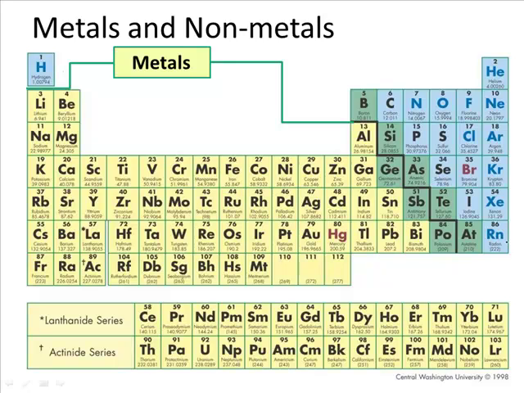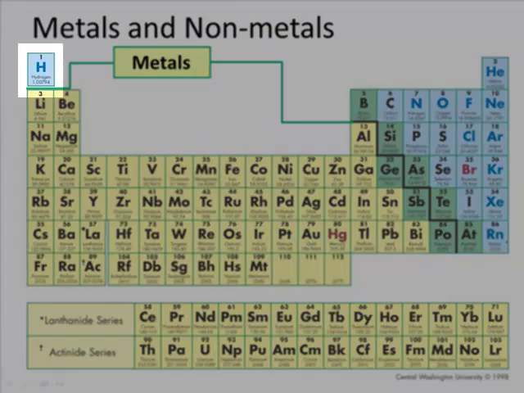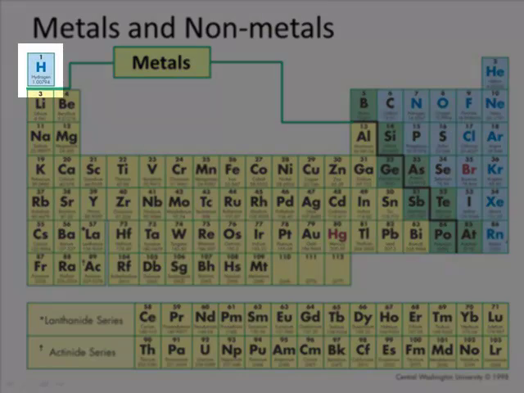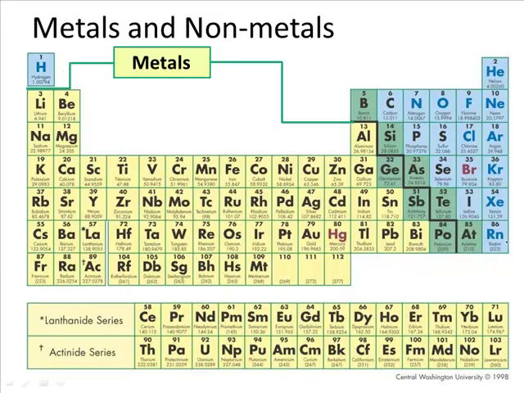They're located predominantly on the left side of the table, and in fact the only element on the left side that's not a metal is hydrogen. Metals have certain physical and chemical characteristics in common with each other. When you picture metal, you're probably picturing some of these particular properties. For instance, metals are usually shiny. That means they have luster or they reflect light.